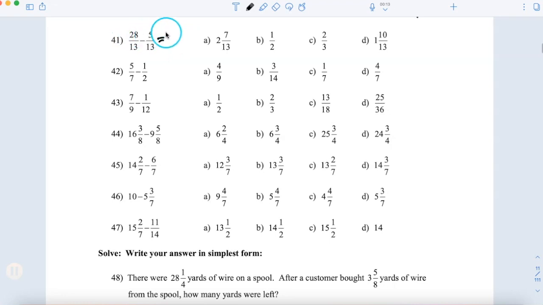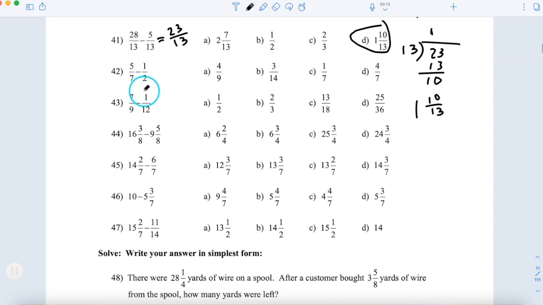41. Now we notice that they have the same denominator, so you just subtract. So 28 minus 5 is 23. Same denominator. I keep the same denominator. Now, this is an improper fraction. Do I have improper fractions here? No. That means I have to divide that. So that means this is a 1 whole and 10 13ths, right? 1 and 10 13ths, answer is D.